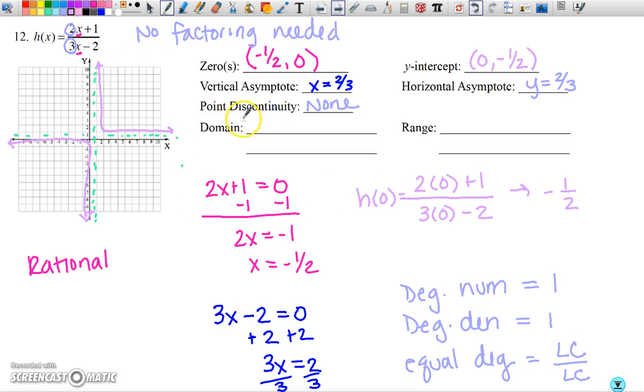And there you go. So your domain would be x such that x does not equal 2/3. So that would be negative infinity to 2/3 union 2/3 to infinity. And then your range would be h of x such that h of x does not equal 2/3, and then also negative infinity to 2/3 union 2/3 to infinity.